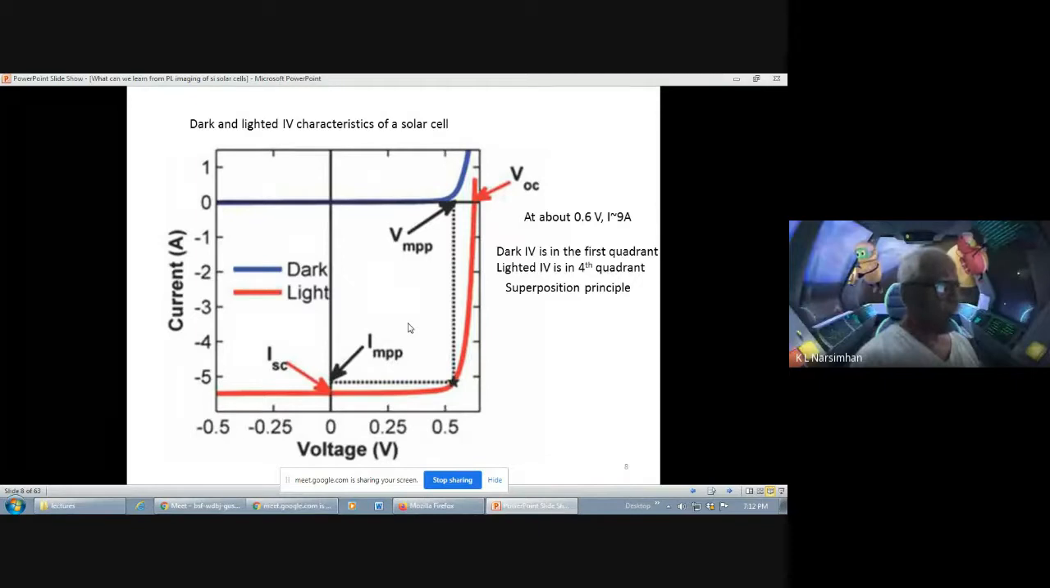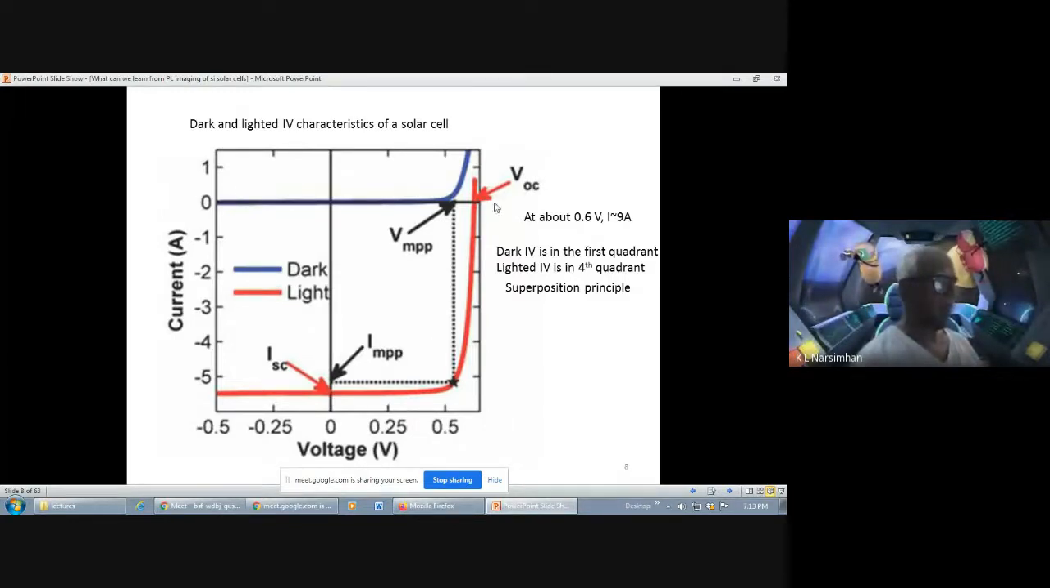So there are 2 or 3 important characteristics of this. One is at 0 voltage in the dark, you will have no current. But under light, at 0 voltage, you have a current which is quite large. It can be anywhere. For this particular cell, it's 5.5 amperes. For a little bigger cell, it can be 9 to 10 amperes, minus 9 to minus 10 amperes. And this is called the short circuit current. And I'm going to use this word again and again many times. So the short circuit current is the current that flows at V equal to 0.